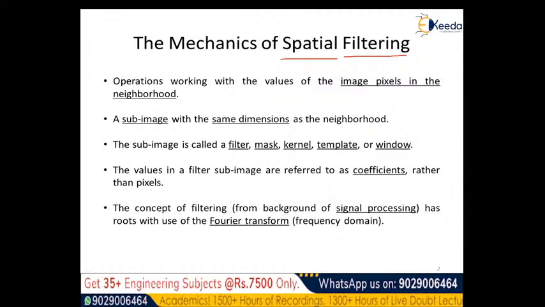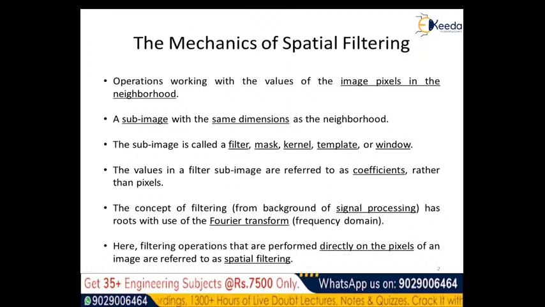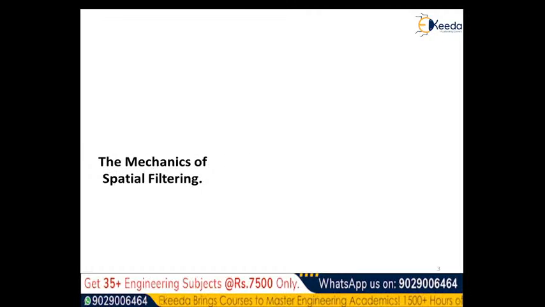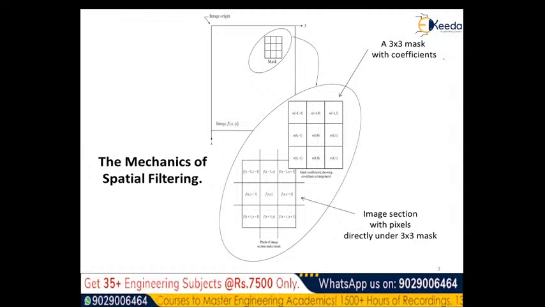But when we are talking about spatial filtering, the image processing operations are performed directly on the pixel values, or simply the pixels, and thus it is referred to as spatial filtering. Now, directly coming to the illustration that shows how the mechanism of spatial filtering works, let us visualize the diagram. The mechanics of spatial filtering are better explained with the help of this diagram. Now focus on the top portion here.